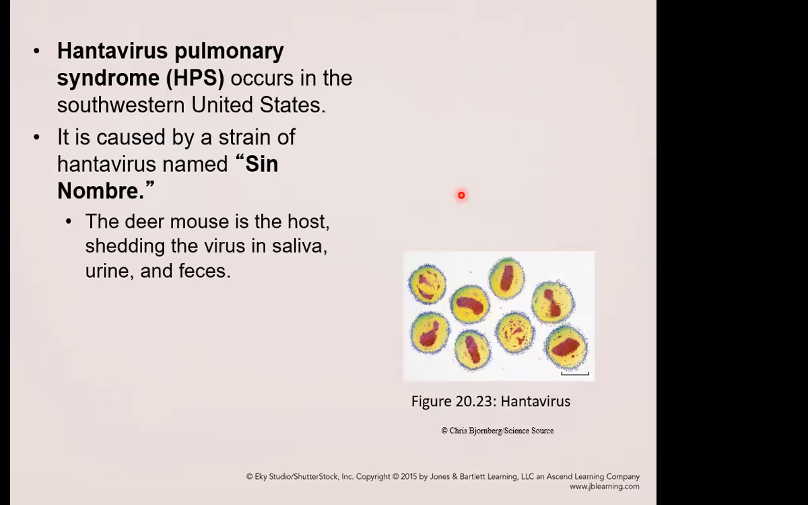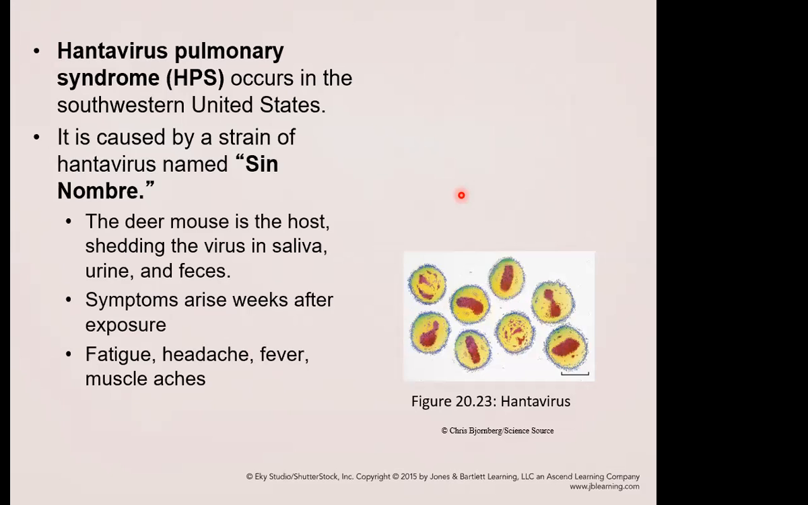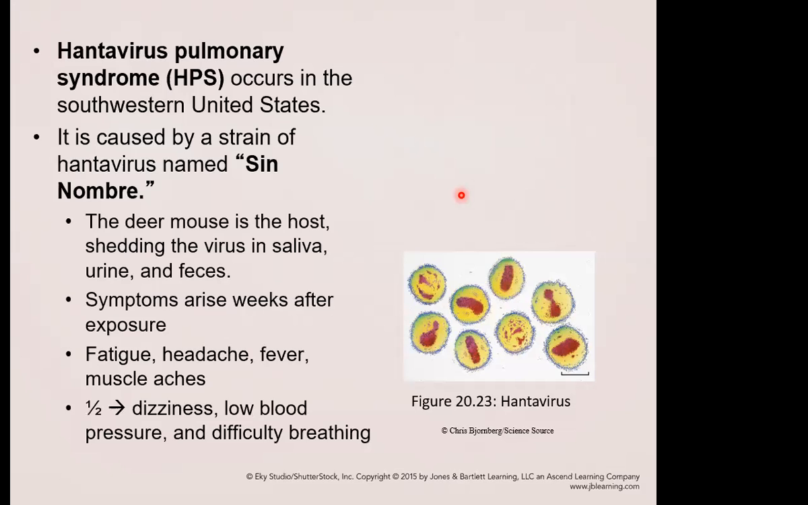So people are going to have, let's say that they live in more of a rural setting. You can have a deer mouse, and it will shed its virus in urine, saliva, feces. If you're working in like a barn, you might be exposed to something like this. You see mice everywhere, mice and rats. And so you're going to have fatigue, so low energy, headache, fever, muscle aches, common symptoms of fighting off an infection. And some people will get dizzy, low blood pressure, and difficulty breathing. No vaccine for it.